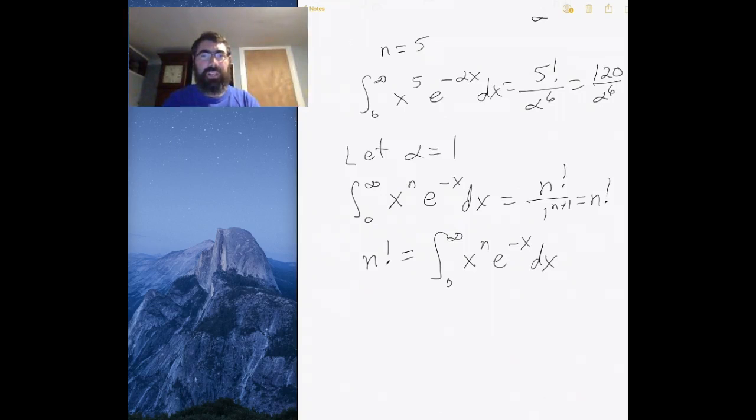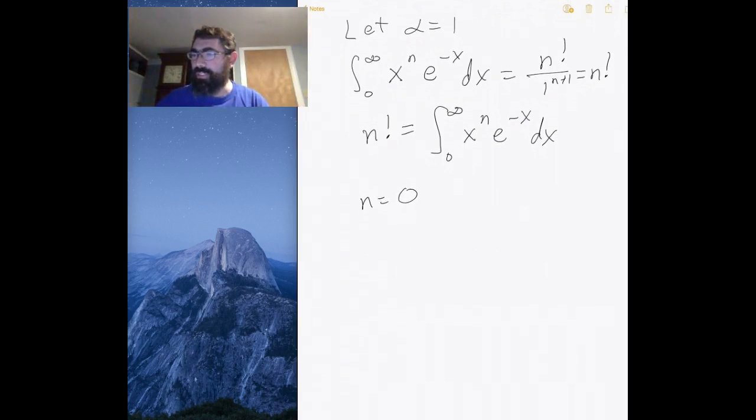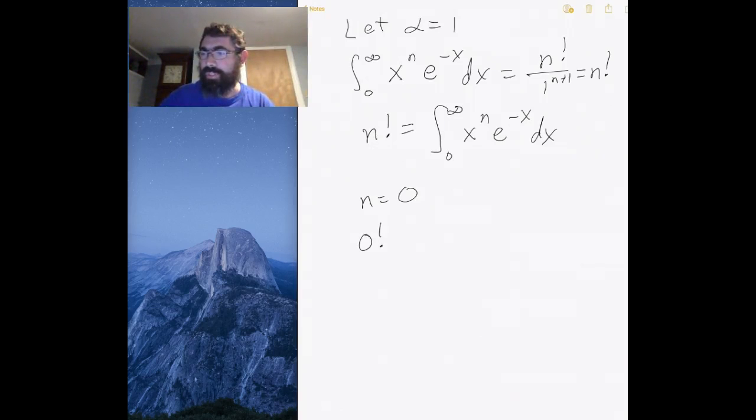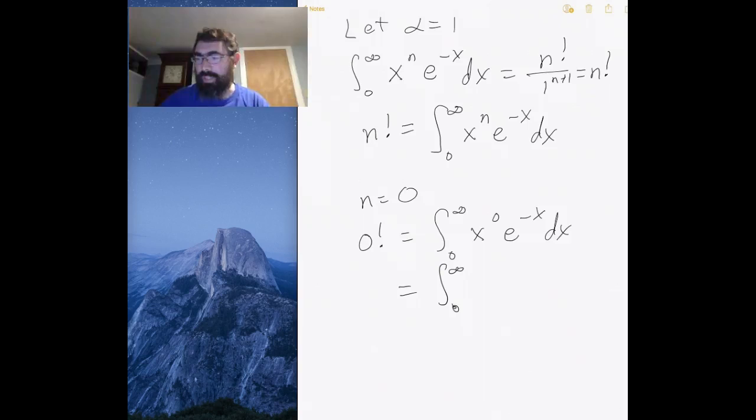So the first one we can try is 0. So what if we set n equal to 0? That's pretty interesting. If we set n equal to 0, then what we get is 0 factorial is equal to the integral from 0 to infinity of x to the 0, e to the minus x dx. And x to the 0 is just 1. So that's the integral from 0 to infinity of e to the minus x dx.